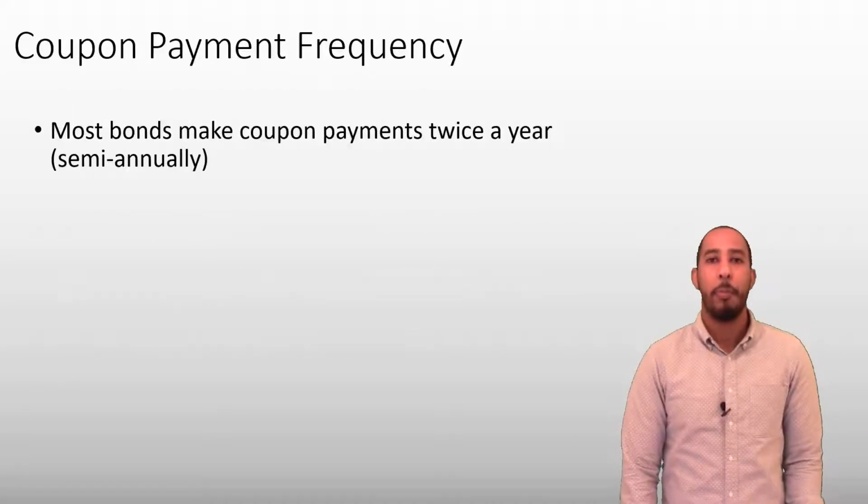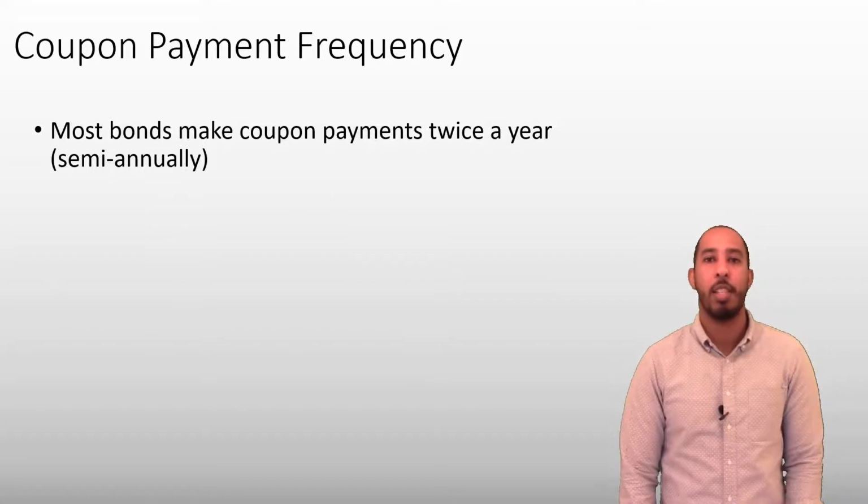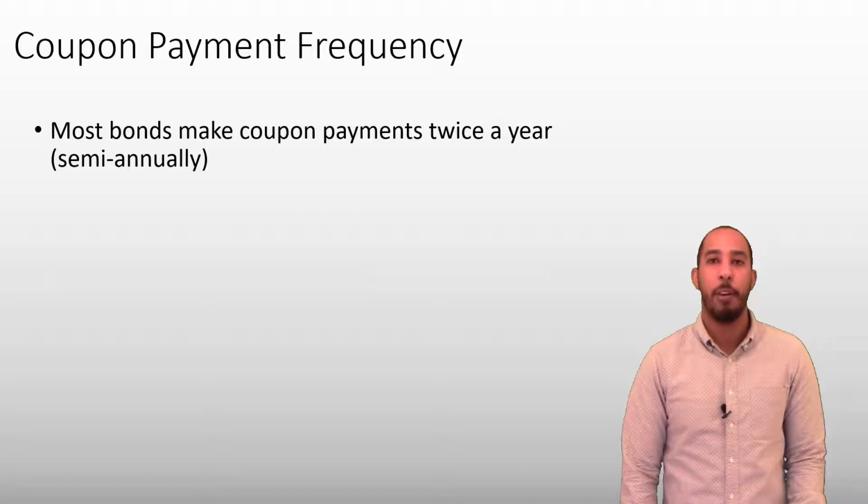In the previous example, we worked with an annual coupon bond. That's a bond that makes interest payments just once a year, annually. Most bonds in the financial markets, however, make interest payments semi-annually. That's twice a year.